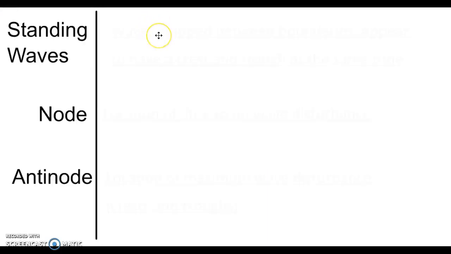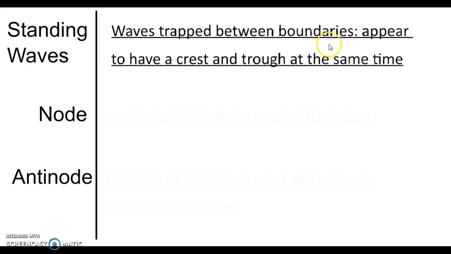Standing waves occur anytime you have a wave trapped between two boundaries. So if you're holding a rubber band and stretching it out, or if you're holding a rope stretched out between two people, when you have waves trapped between the boundaries, even if you have a good transverse wave going, you're going to see a crest and a trough at the same time. It almost looks like you have more than one rope or more than one rubber band there. So it's kind of interesting.